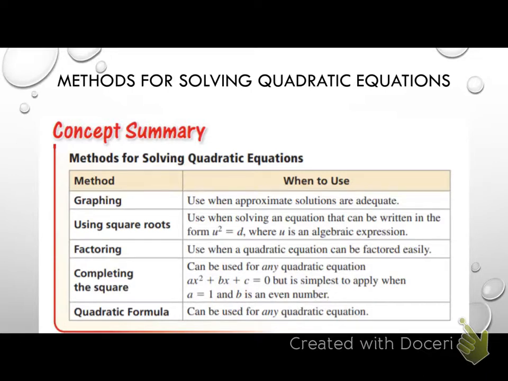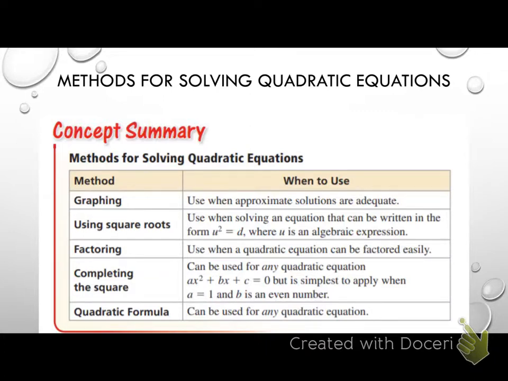Using square roots: use when solving an equation that can be written in the form u squared equals d, where u is an algebraic expression. Factoring: use when a quadratic equation can be factored easily. So if I see a quadratic equation and I think, oh, I think that can be factored pretty easily, factor it and solve the equation using factoring. Using your zero product property, take each factor and set it equal to 0.